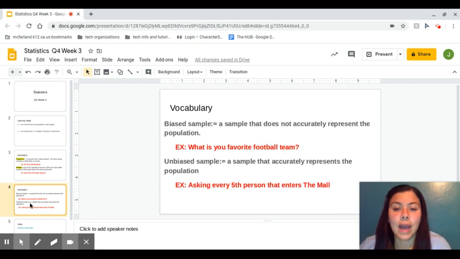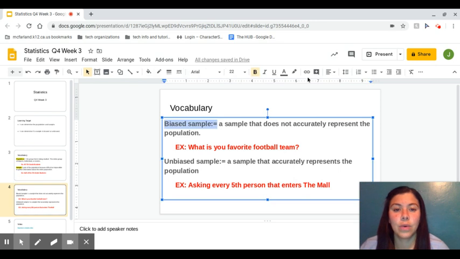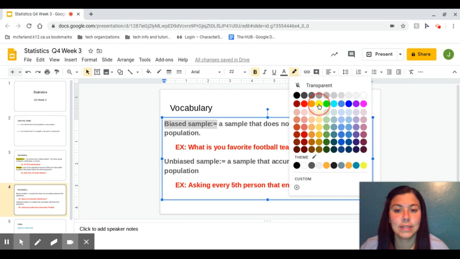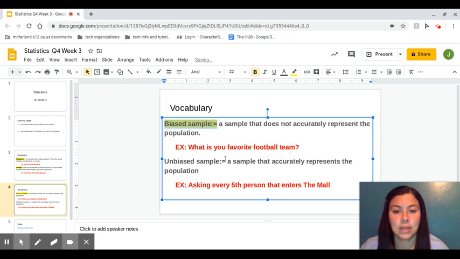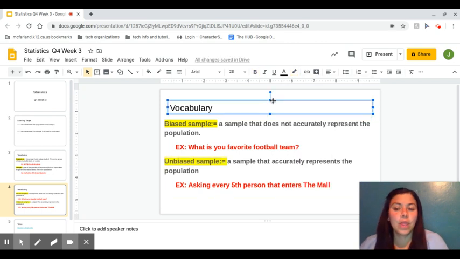Then we have 2 other vocabulary words. Let me highlight them. We have unbiased and biased. Our first one is biased. So I told you that statistics is all about answering questions, figuring out answers to these questions. Bias says a sample that does not accurately represent the population.